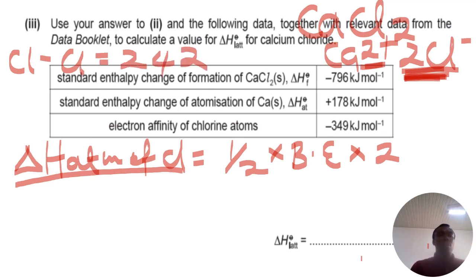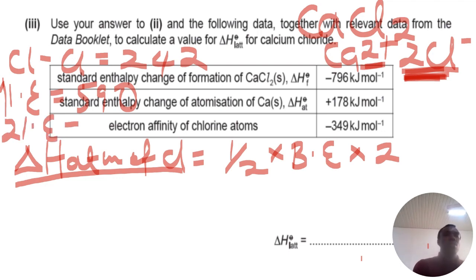242. Then we're going to check the first and second ionization energy of calcium. The first ionization energy of calcium is 590. While the second ionization energy of calcium is what?